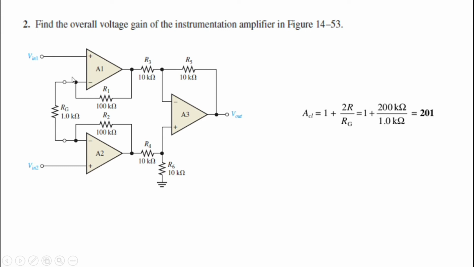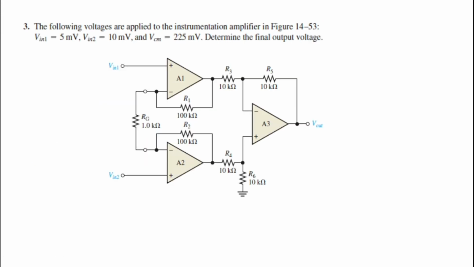Moving on to question number 3. Again, it is based on the same figure. The question states that the following voltages are applied to the instrumentation amplifier in figure 1453. Vin1 is equal to 5 millivolts, Vin2 is equal to 10 millivolts, and the common mode voltage is equal to 225 millivolts. We need to determine the final output voltage.